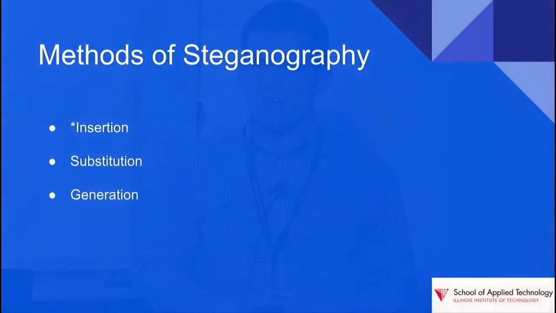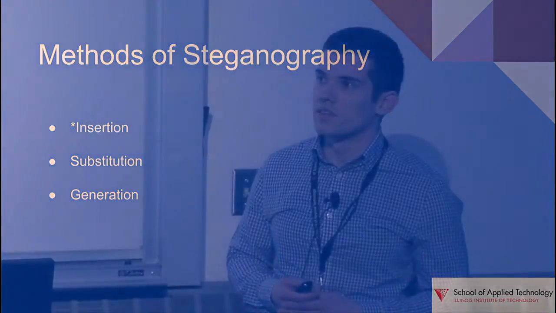For the methods of steganography, there are three methods. The first is insertion, and as its name implies, you're inserting data into the carrier file, and it's the method that we're going to be focusing on today. One thing to keep in mind with insertion is that you are increasing the file size, so it is important to take that in mind so you don't raise suspicion.